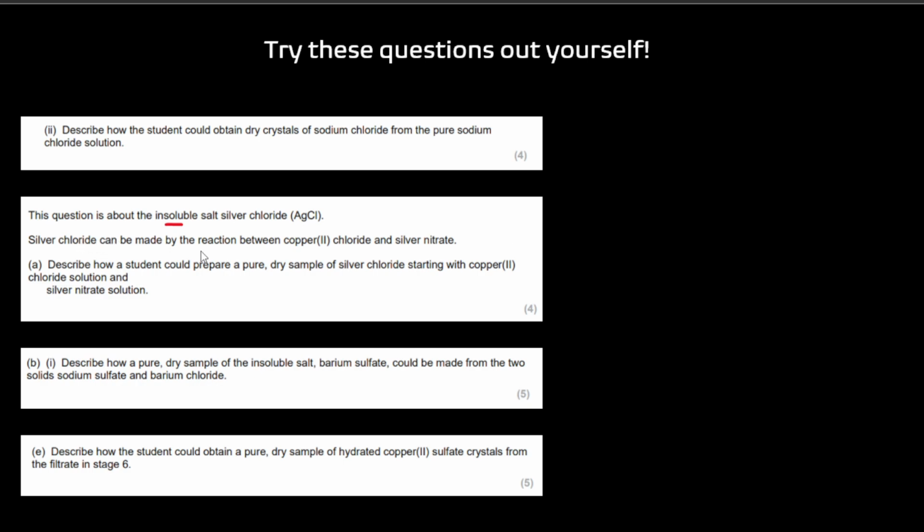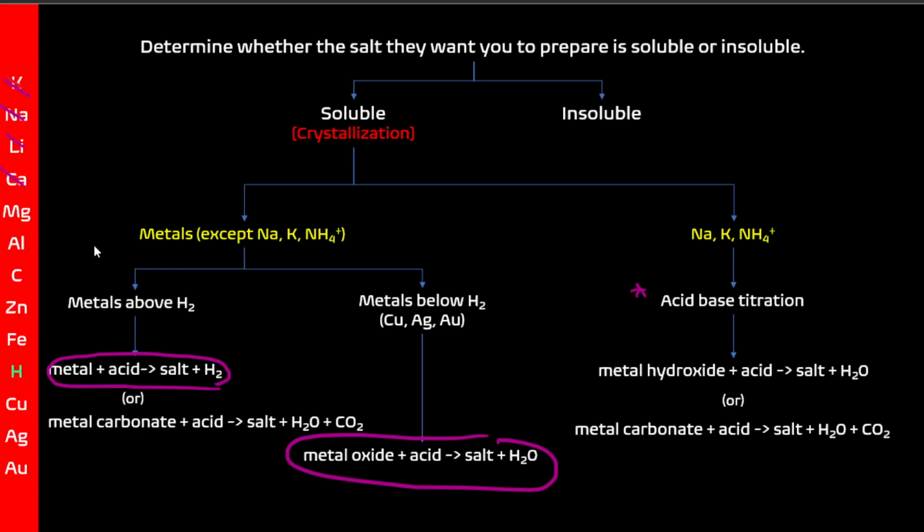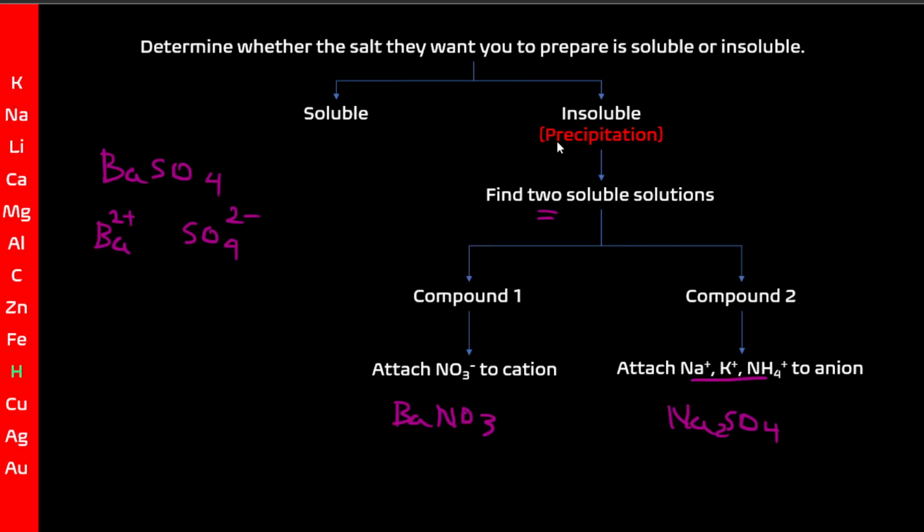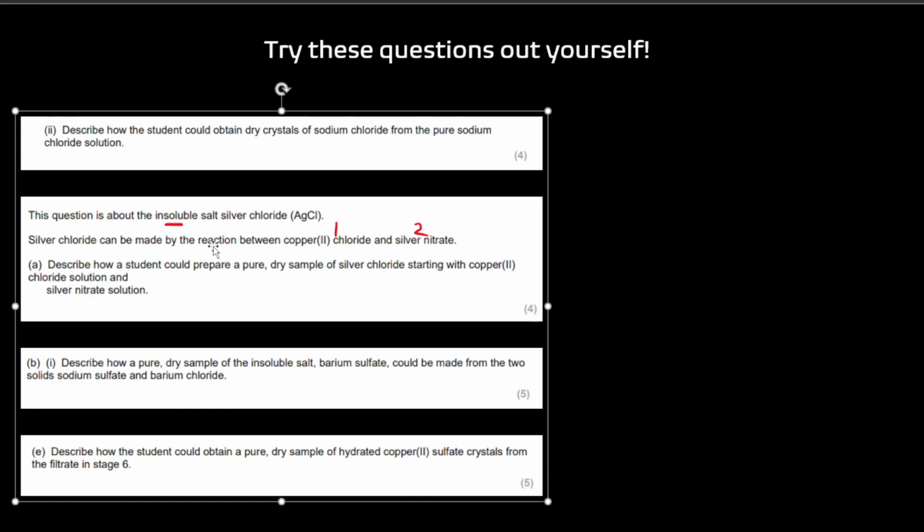Silver chloride can be made by the reaction between copper(II) chloride and silver nitrate. So compound 1 and compound 2. Describe how a student could prepare it. It's very simple. Since this is an insoluble salt, if it is insoluble, you're going to use the precipitation method.